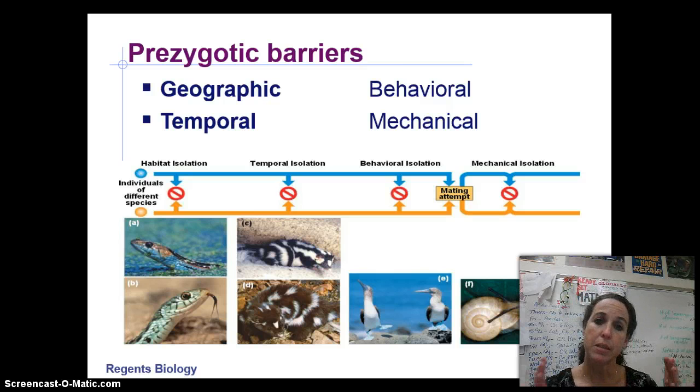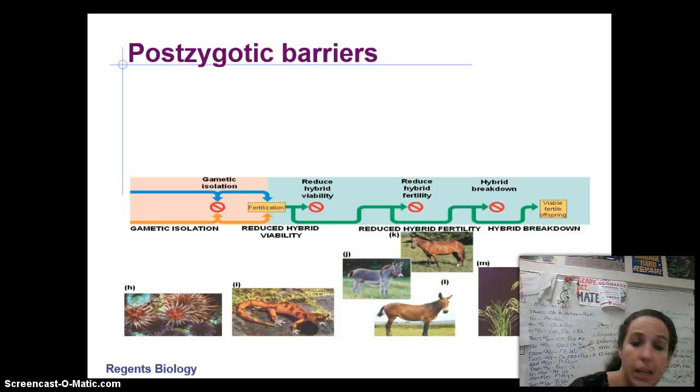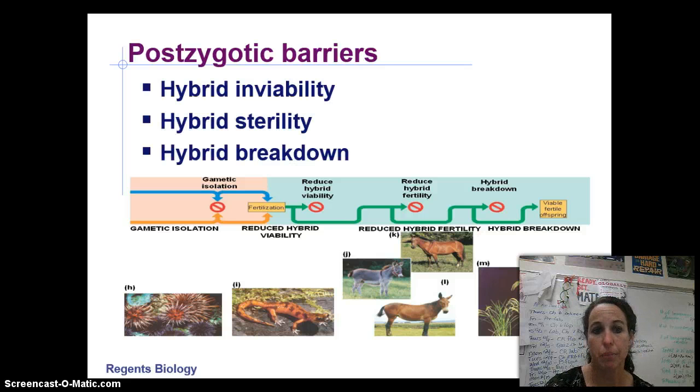So keeping species separate from one another. The other type means that fertilization has occurred. So we have a zygote formed, but something else is happening. So there's 3 of these. So we have hybrid inviability. So hybrid means that you have 2 different species come together to try and form one species.